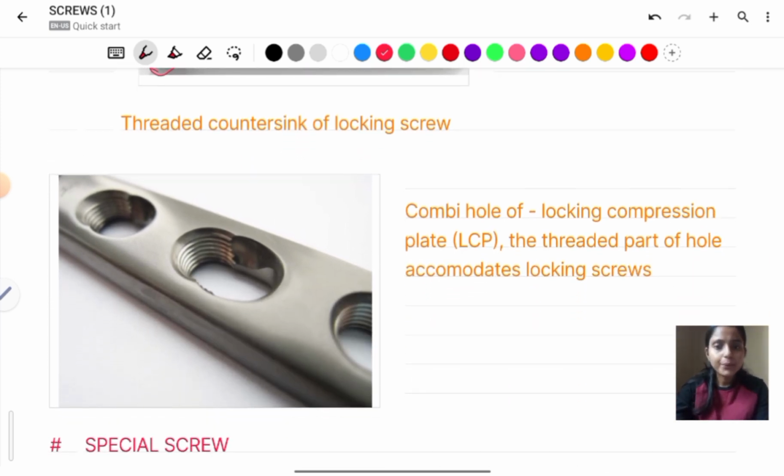This is the combi hole of the locking compression plate. This is the threaded part, and the threaded part accommodates the locking screw.